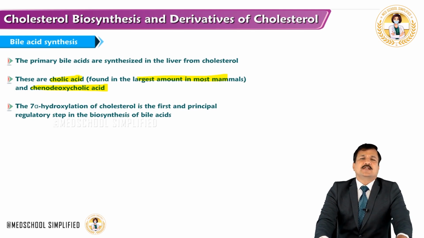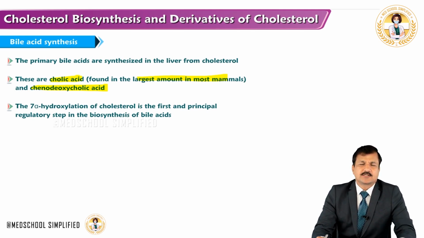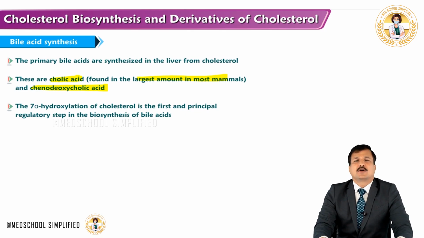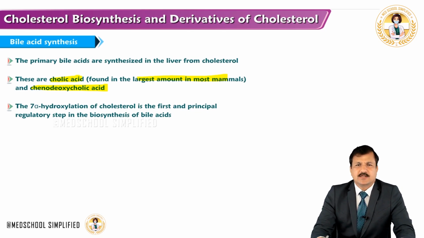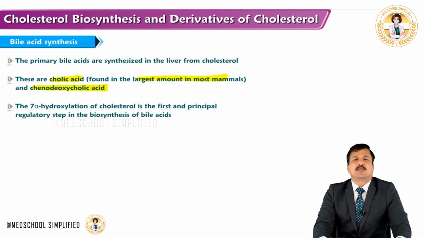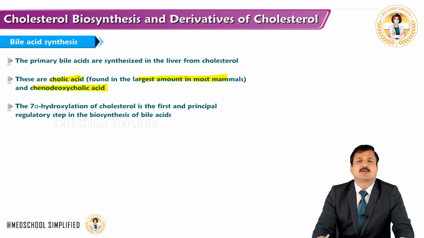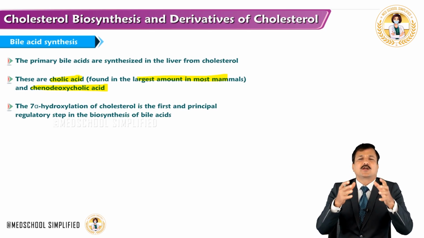Now the cholic acid and chenodeoxycholic acid, further they can be conjugated in the hepatocytes into their glycine conjugation form or taurine conjugation form. We are going to see that in subsequent slides, and then they will be secreted into the biliary canaliculi, and then they will become part of the content in the gallbladder.